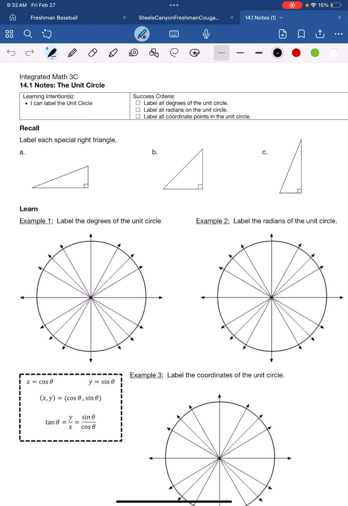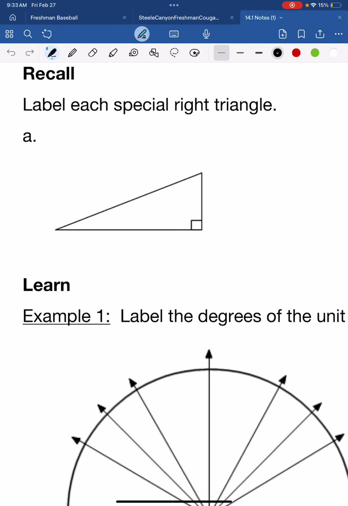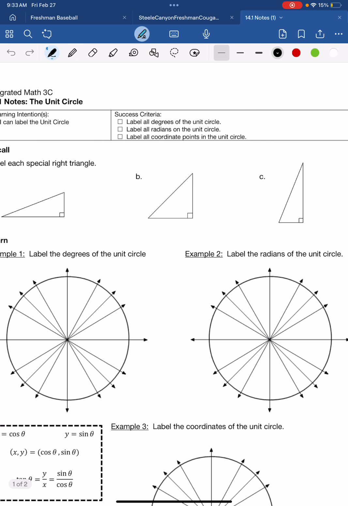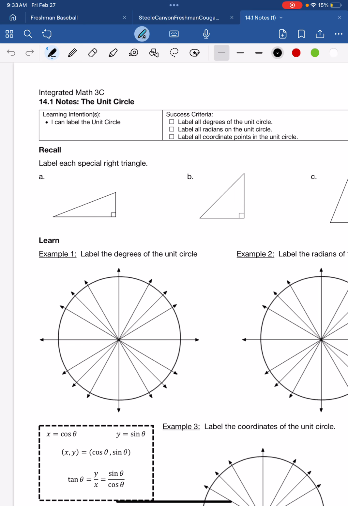We've been working with this stuff in Unit 13 and you didn't really know where it was coming from, but I think today it'll all kind of come together and you'll better understand where we're getting this information from. So, a little recall section here. We're looking at 3 different sizes of triangles.